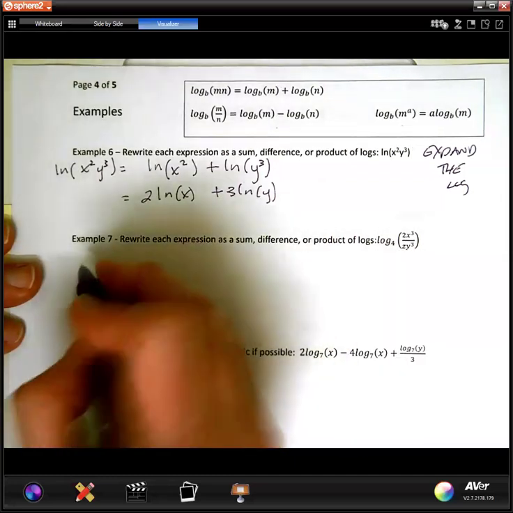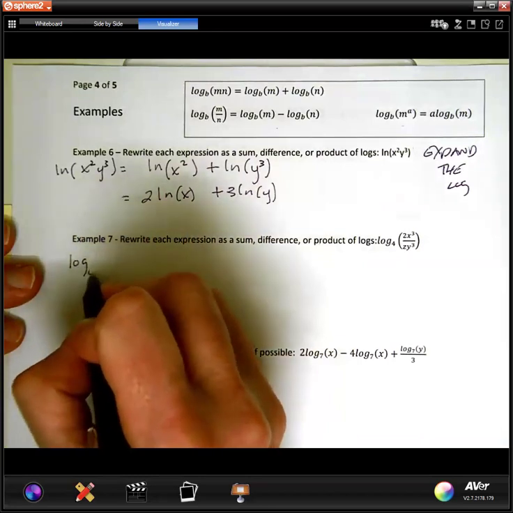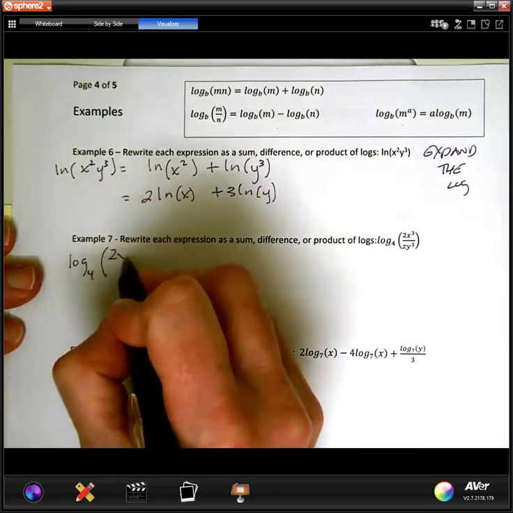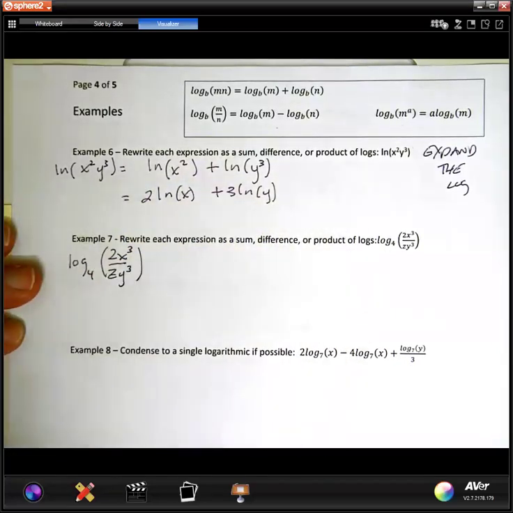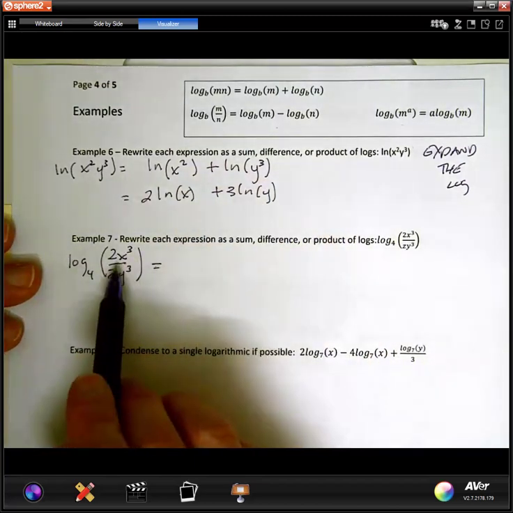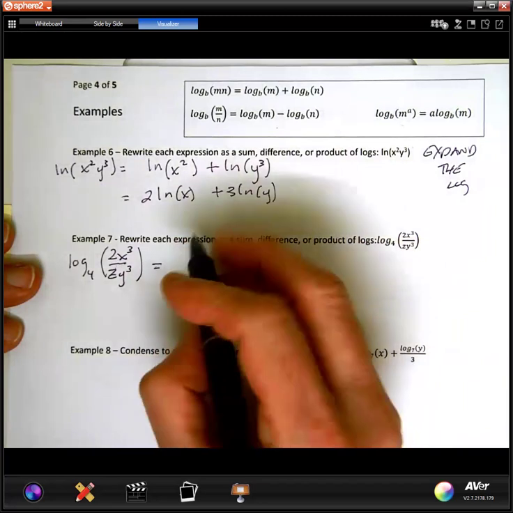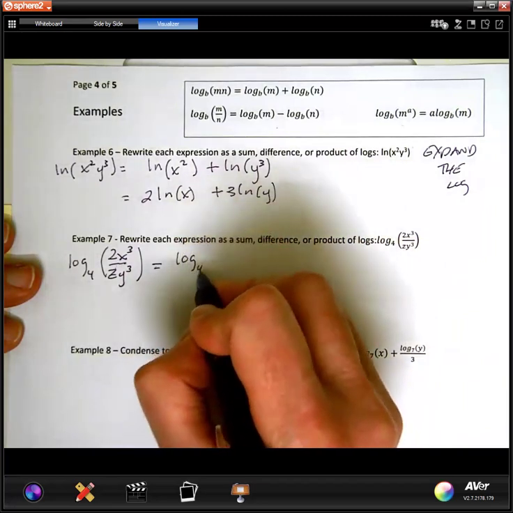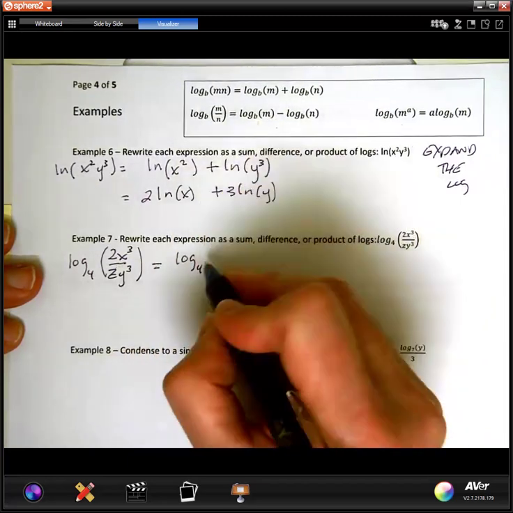How about this one? Rewrite each expression as a sum, difference, or product of logs. Again, I'm going to start with my log base 4 of 2x cubed over zy cubed. And what is the first thing I'm going to do? Well, it's better to start off with this division because I have a top and a bottom. I need to break this apart. So I'm going to use the difference, the quotient rule here, which says that the numerator goes here and subtract the denominator.